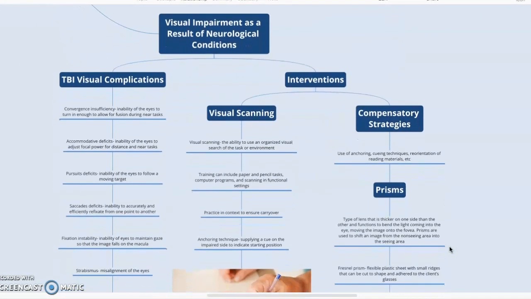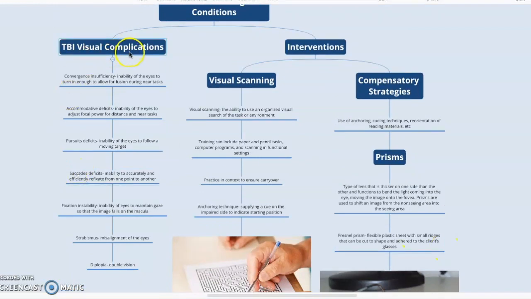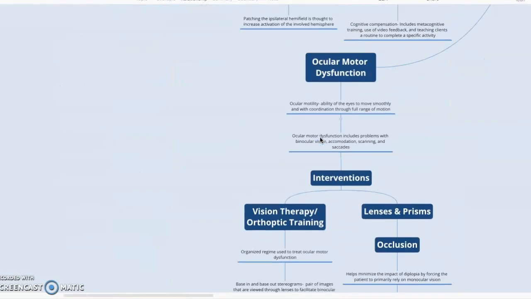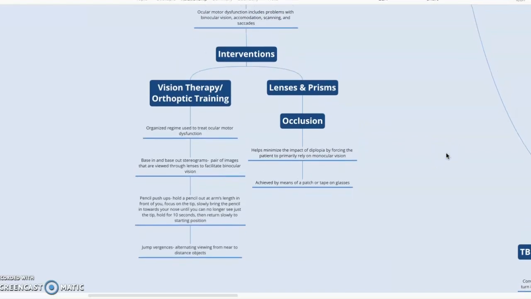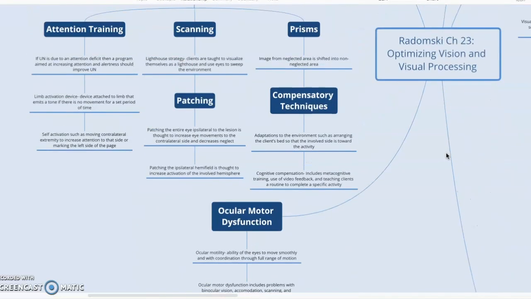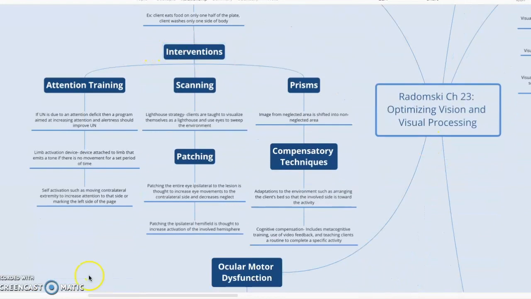And then visual impairment as a result of neurological conditions. So this is, again, great because it has what the complications are and then interventions that you can use for these patients. So really well organized and will help with studying for the MVCOT, as well as a great little cheat sheet for when you're out in field work or actually working as an OTR. Again, we go into interventions. These are for oculomotor dysfunctions. Then unilateral neglect, and then more interventions.